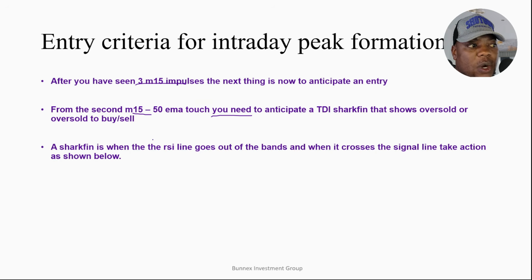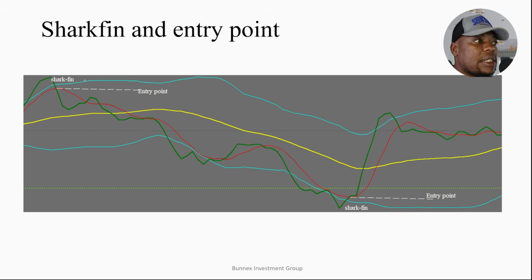So a shark fin is when the RSI line on the Traders Dynamic Index goes outside the bands, and when it crosses the signal line, it's time to take action as shown below. Right, so this is the TDI. We can see these volatility bands in blue, and these volatility bands are basically the governing points of our Traders Dynamic Index. If we see this green line going outside these bands, we call it a shark fin.